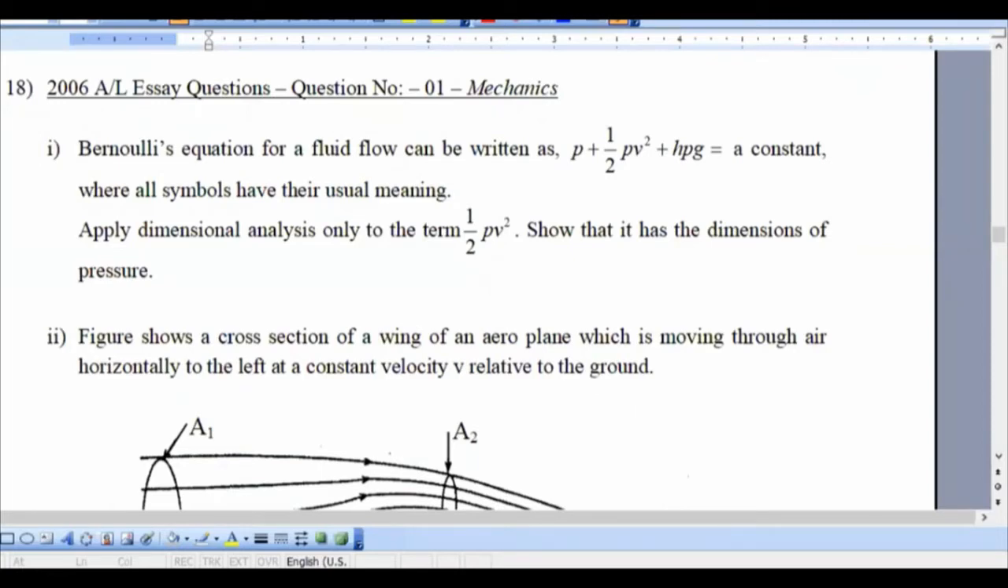Somebody unmute the mic and read the question. Read Roman number 1.